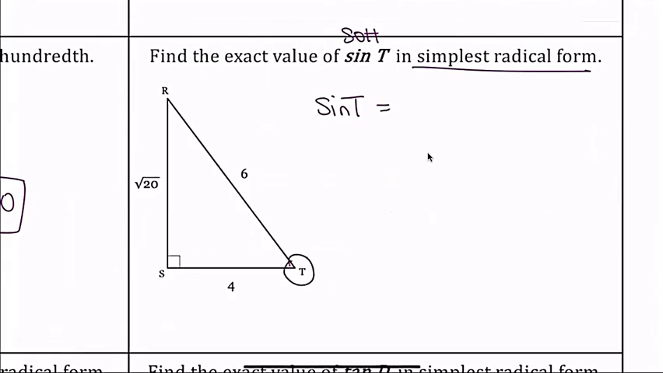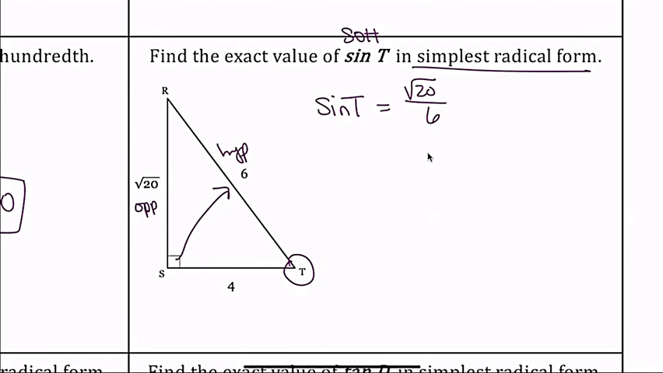I'm going to circle t. The opposite side is over here, not touching my angle. And the hypotenuse is the one that is across from the right angle. That gets me to here. This could be our answer, but it's not because square root of 20 could be simplified, and we know that because we practiced this last week.